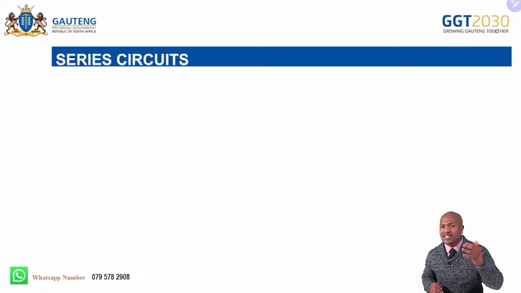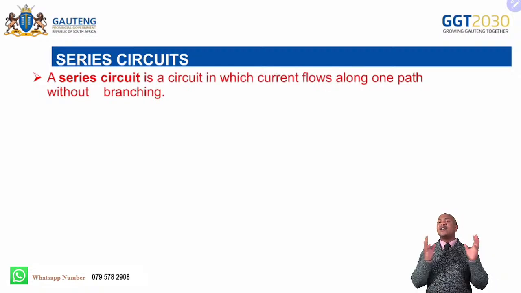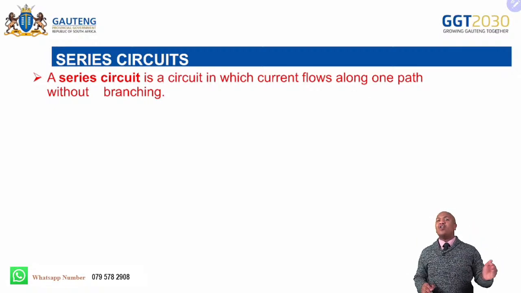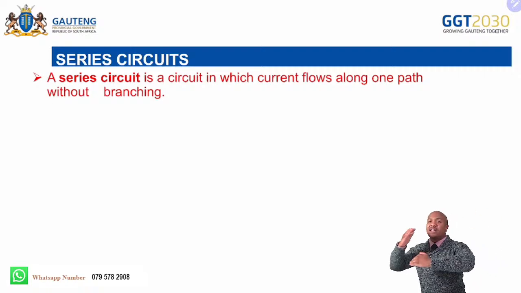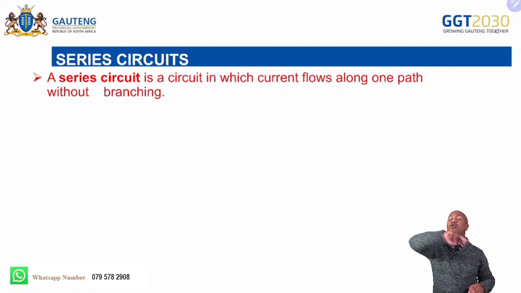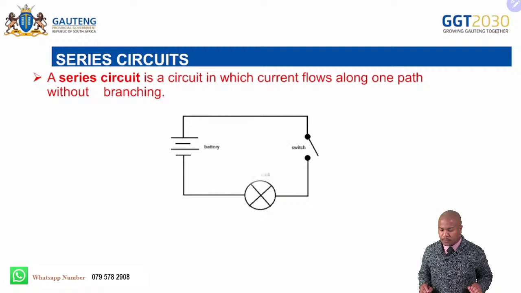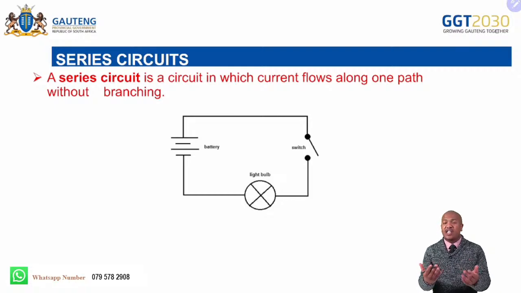What did we say a series circuit is? We said that a series circuit is a circuit in which the current follows one direction, or it follows one pathway without branching. It only follows one pathway and the components are connected one after the other, because it only follows one pathway for electricity to flow through. Here's an example of a series circuit. It has a battery, a light bulb, and a switch.